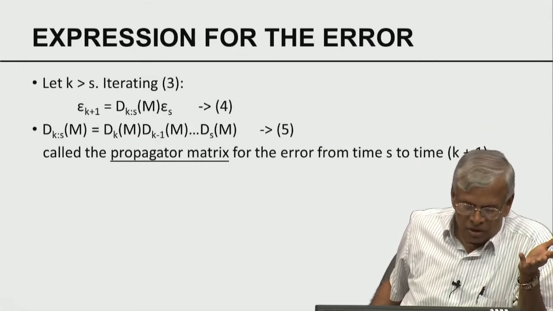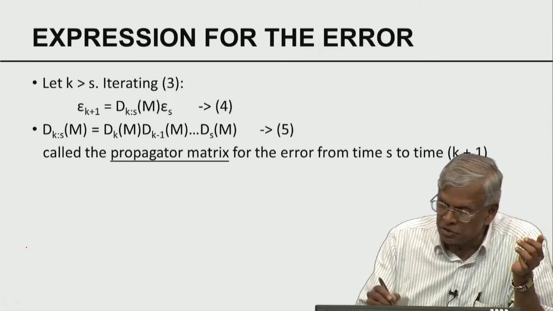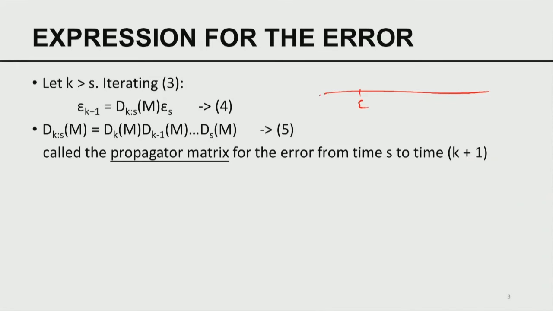So if I iterate 3, I get this expression. What is this expression? If I pick two instances in time, this is 0, this is time s, and this is time k, I would like to be able to express how the error at time s is related to the error at time k, and that's the relation. So s could be 0 or anything else. So this is a general expression. This tells you how the errors at two instances in time separated in time are related by the dynamics.